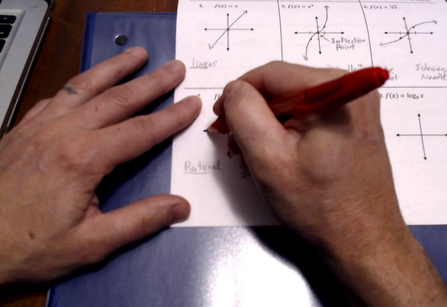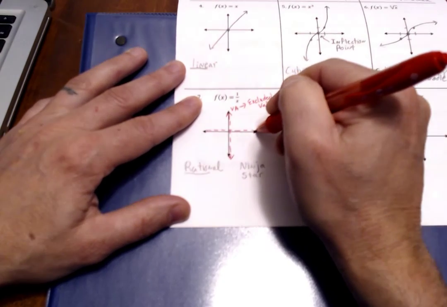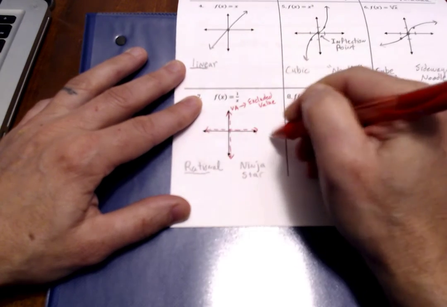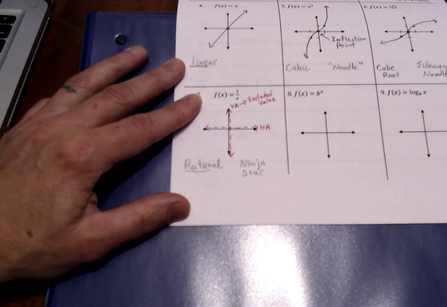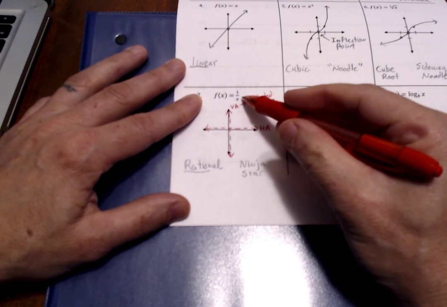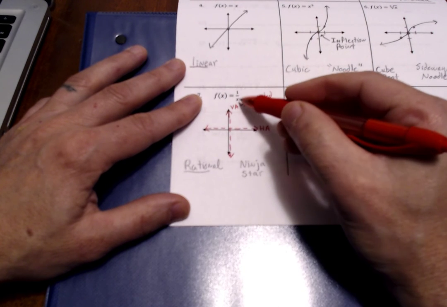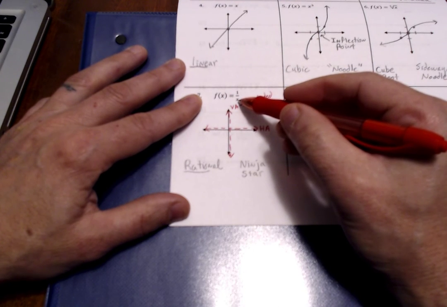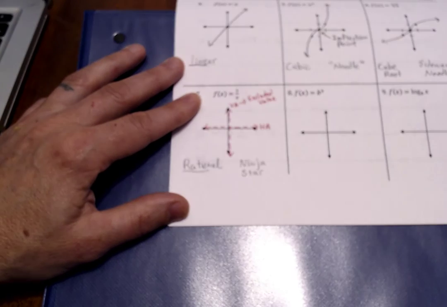But it also had a horizontal asymptote. A horizontal asymptote is not necessarily an excluded value. It's just what the graph gets really close to when you plug in super large numbers. If you plugged in 100, 1 over 100 would be almost 0. If you plugged in 1,000, it gets even closer to 0, and so on.